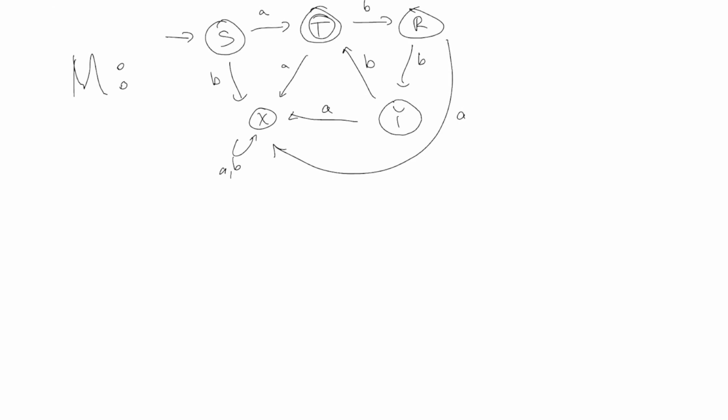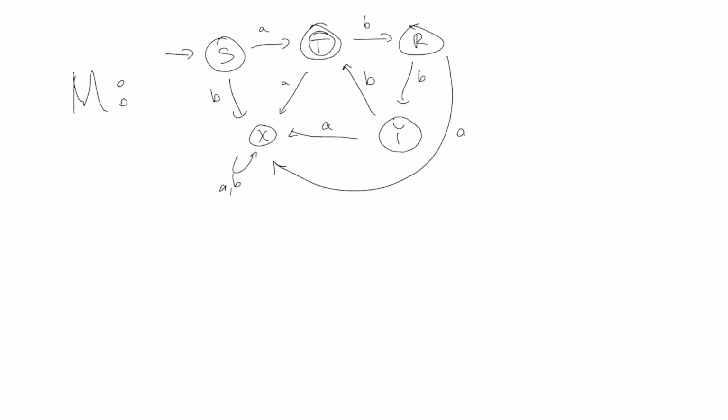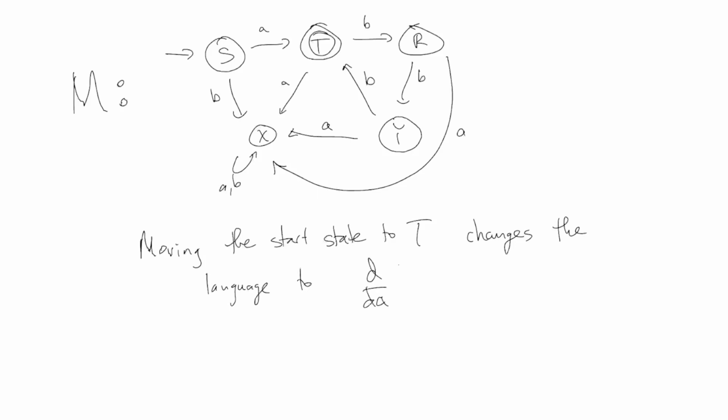As is, it has a certain language, the language of M, right? But what I was talking about yesterday and what got us talking about the derivative is what happens if you move the starting state. For example, if I move the starting state from S to T, the effect is whatever strings used to be in that language, they started with A, but then I'm going to take that A off of them. And so moving the starting state to T changes the language to, now it becomes the derivative with respect to A of whatever the original language was.